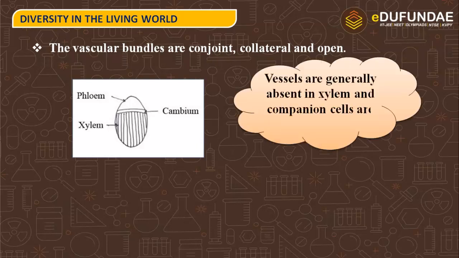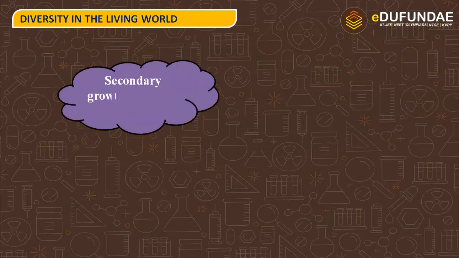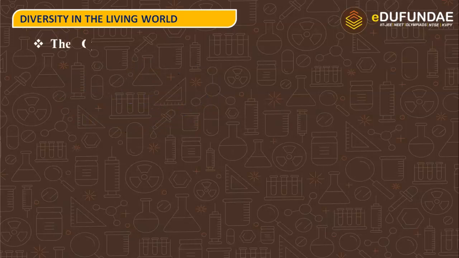Vessels are generally absent in xylem and companion cells are absent in phloem. So in the case of gymnosperms, this is a characteristic feature of the vascular bundles, that the xylem does not have vessels and the companion cells are not present in the phloem. Secondary growth occurs in the stem and roots.